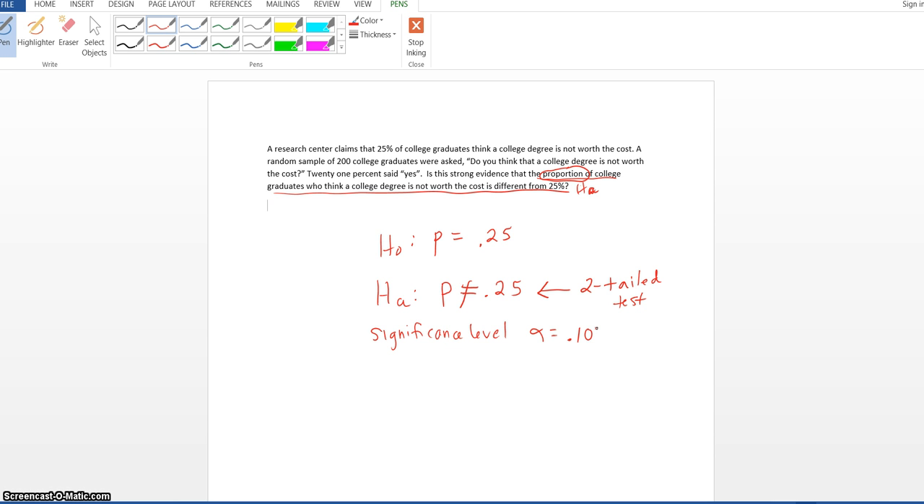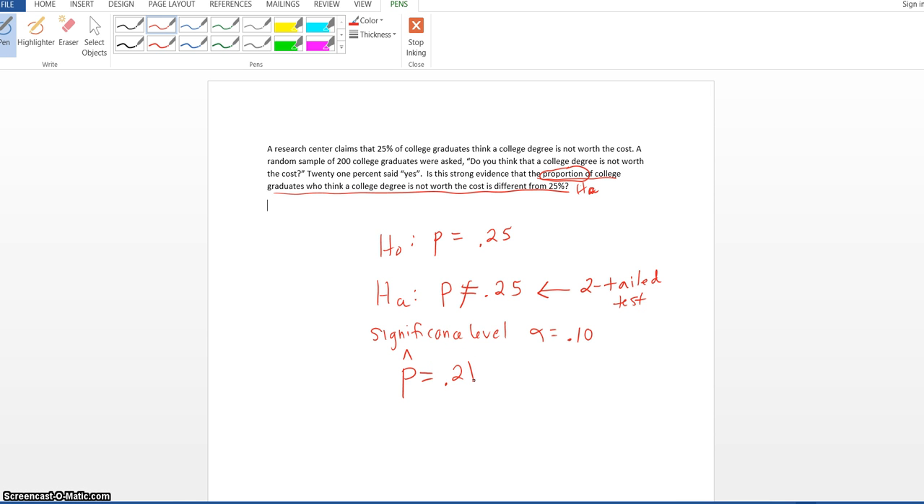And the last thing I need before I start making my randomization distribution is a sample statistic that I'm going to use to estimate the parameter, P. Since P is the population proportion of all college graduates who think the degree is not worth the cost, I'm going to use my sample proportion as my estimate for that. My sample proportion has notation P hat, and it's 21% of my sample, so that's 0.21.